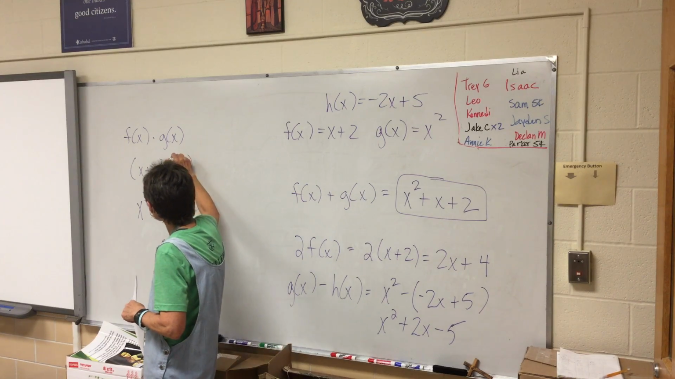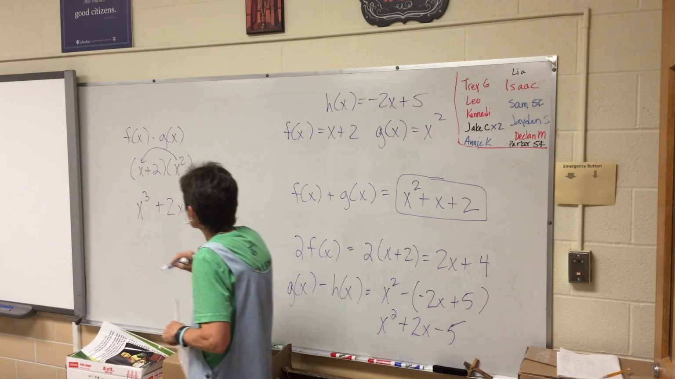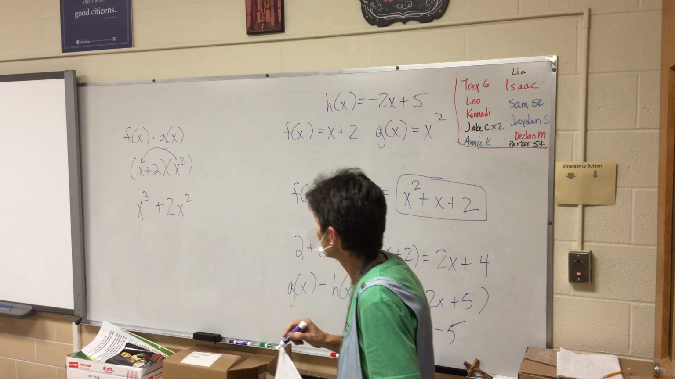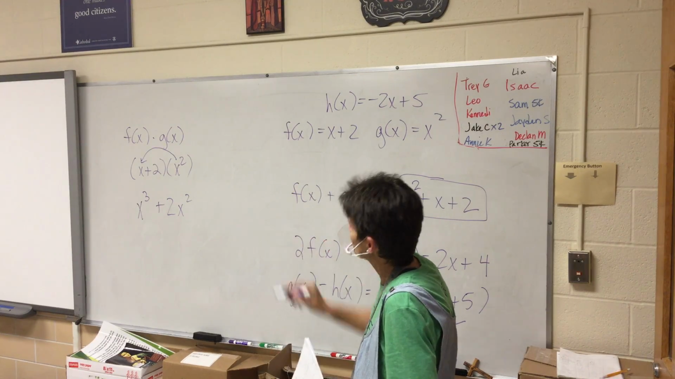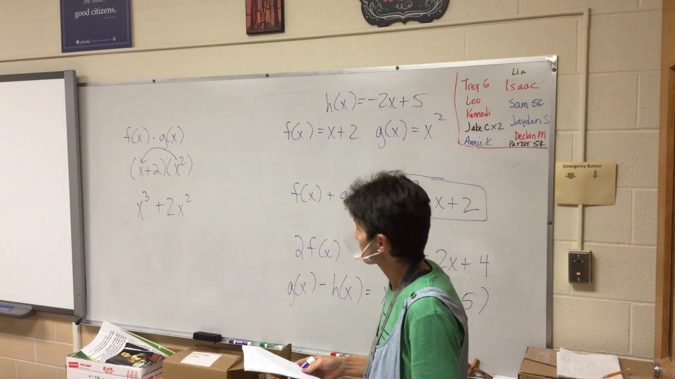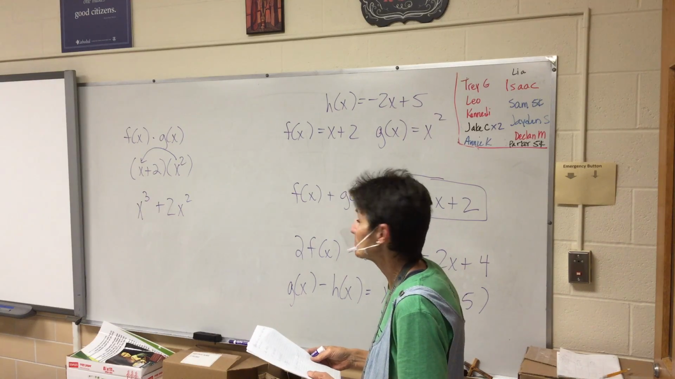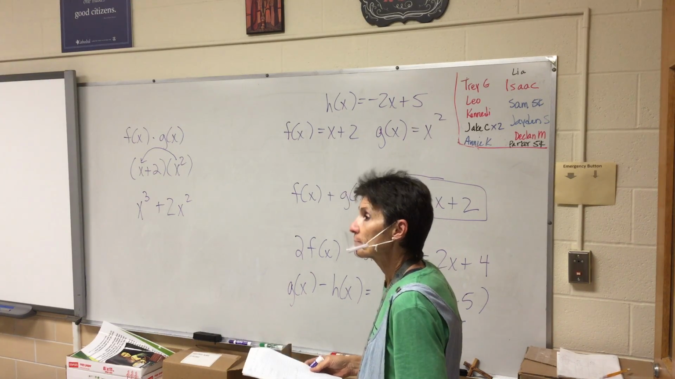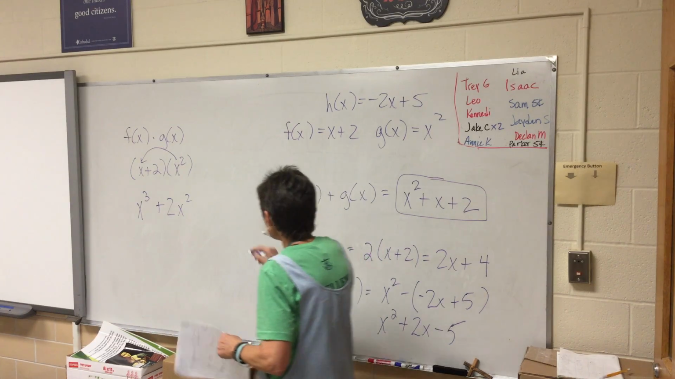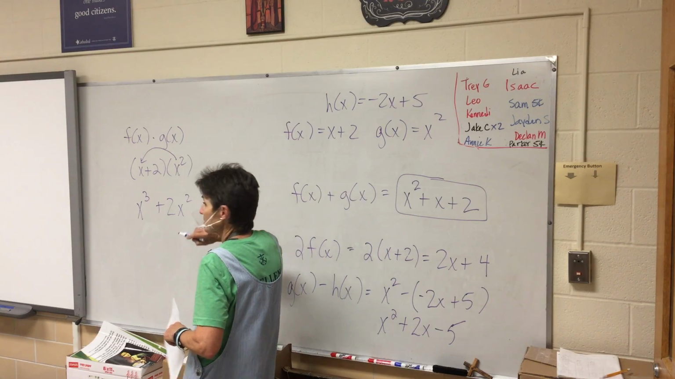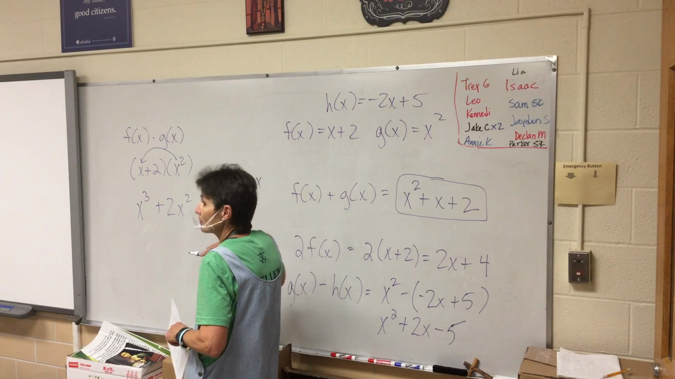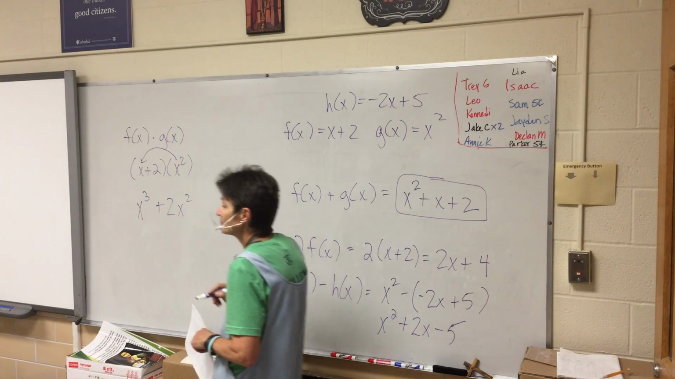So we're going to distribute. We take x squared times x, which is x to the third, and then x squared times 2, which is 2x squared. So x squared times x is x to the third, because x squared is x times x, and we're going to multiply it by another x.